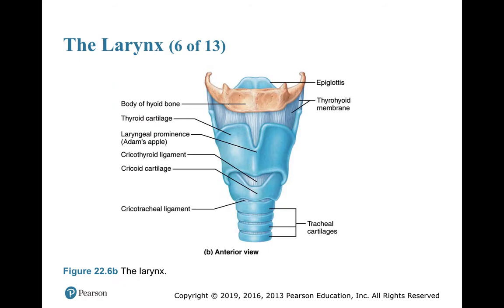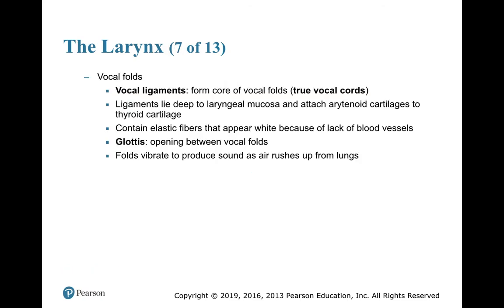Shown here, the vocal folds consist of vocal ligaments that form the core of the vocal folds. Those are the true vocal cords. Those ligaments lie deep to the laryngeal mucosa and attach to the arytenoid cartilages and to the thyroid cartilage. They contain elastic fibers that appear white because they don't have blood vessels in them. The glottis would be the opening between the vocal folds, and those folds will vibrate to produce sound as air rushes up from the lungs.